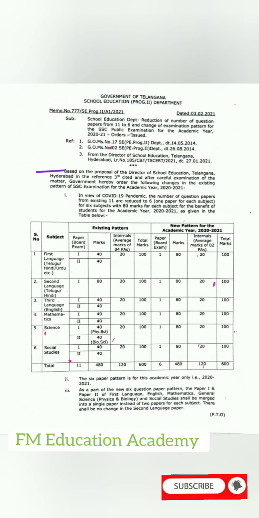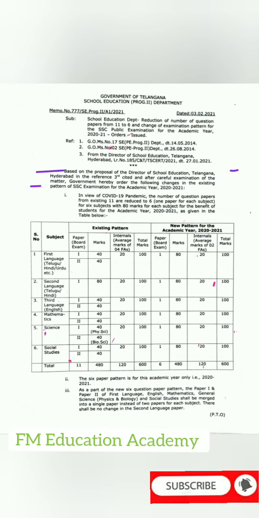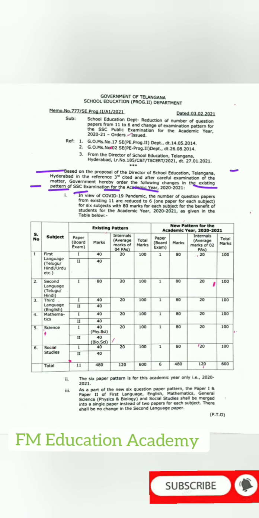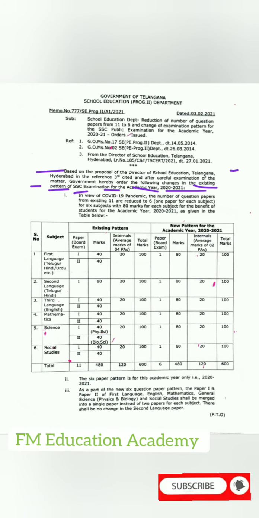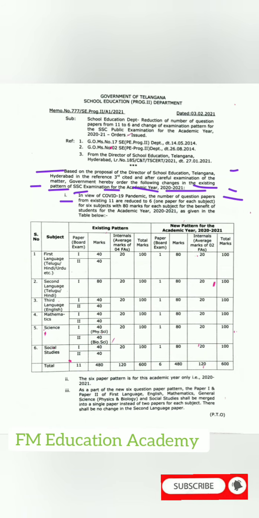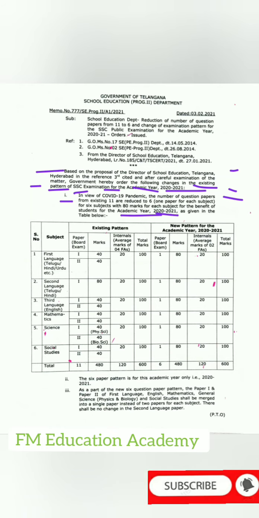Based on the proposal of the Director of School Education Telangana, Hyderabad, in the reference third cited, and after careful examination of the matter, the government hereby orders the following changes in the existing pattern of SSC examination for the academic year 2020 to 2021. In view of the COVID-19 pandemic, the number of question papers for the existing 11 are reduced to 6, one paper for each subject, for 6 subjects with 80 marks for each subject, for the benefit of students for the academic year 2020 to 2021.